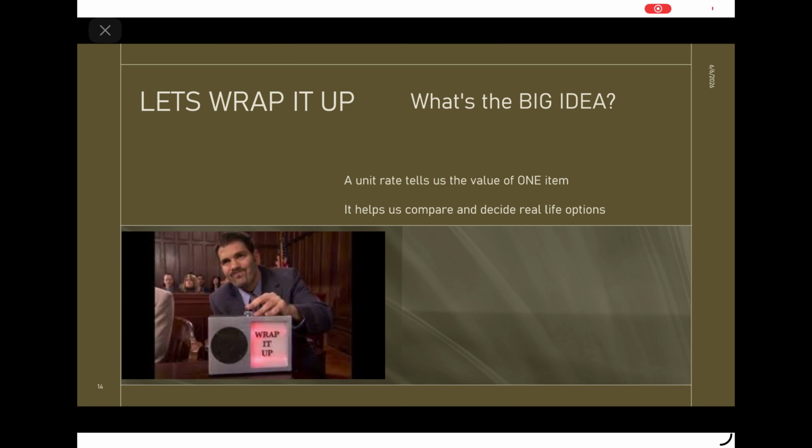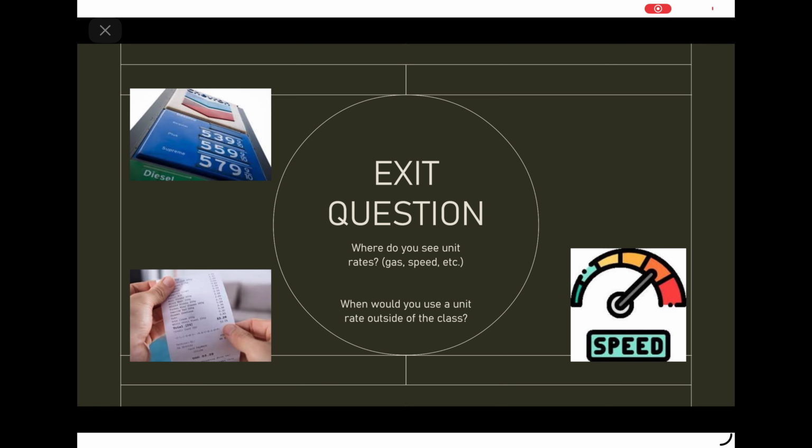Perfect. So let's start wrapping it up. What is the big idea? Simply put, the big idea of today was that a unit rate tells us the value of one item, and it helps us compare and decide real-life options, such as shopping, how fast we're driving, how fast we can get somewhere, planning for events. And once we know the unit rate, we can compare prices, speed, quantities, of course. It just helps us make better decisions in real life.